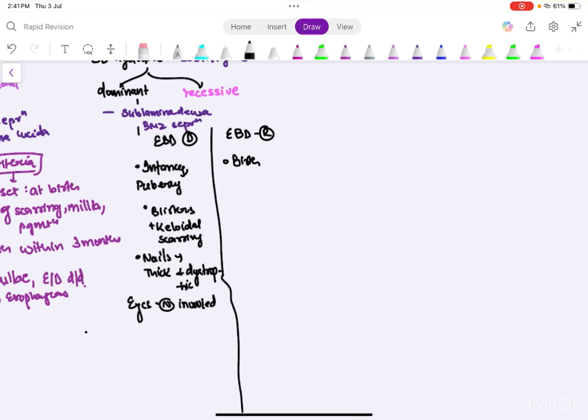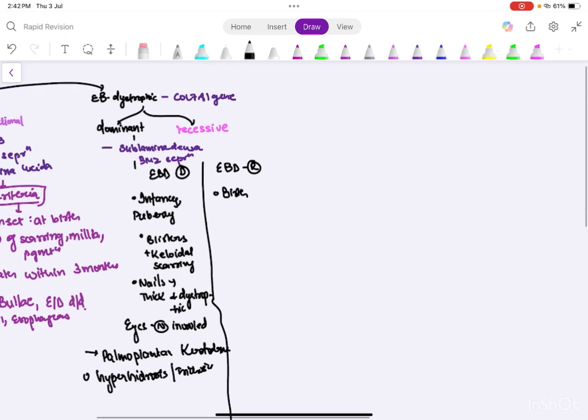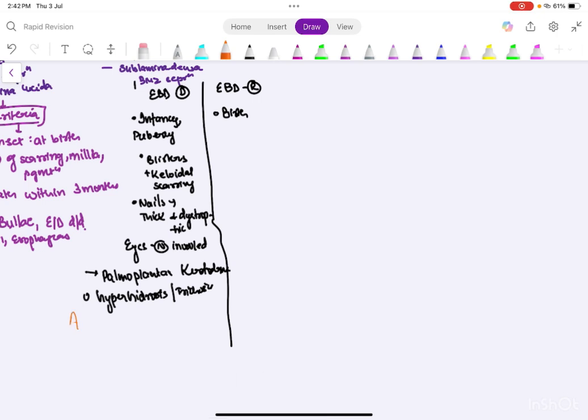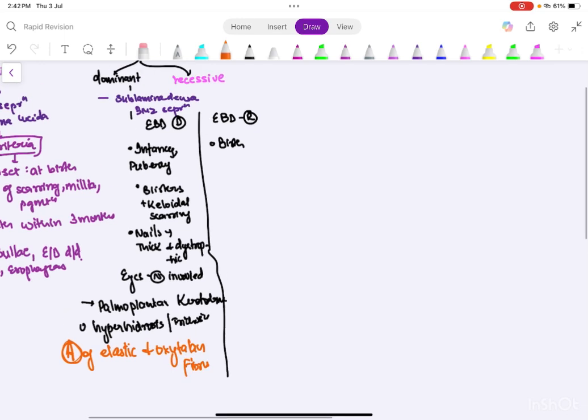You have a few more things, like palmoplantar keratoderma, hyperhidrosis, or even trichosis. And there is absence of elastic and oxytalan fibers. Okay, now let's talk about the recessive form.